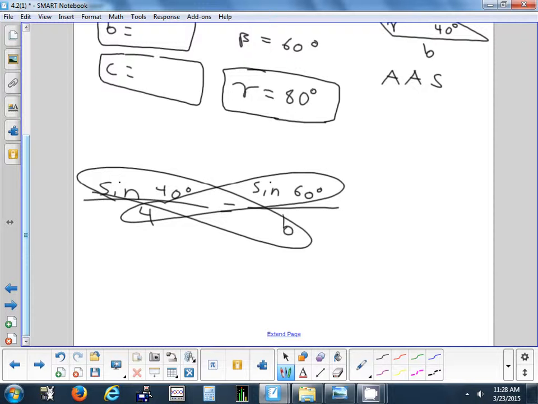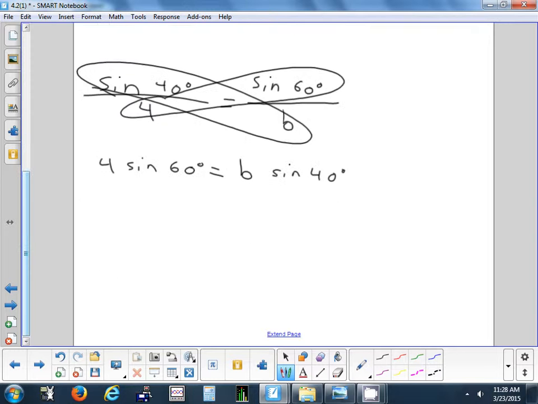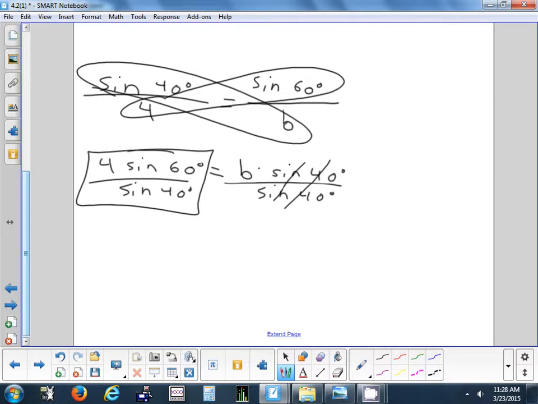Just like that. So 4 times the sine of 60 equals b times sine 40. And my last step is to divide each side by the sine of 40. I don't know what the sine of 40 is, but I know it's multiplied by b, and I want to get b by itself. So to undo multiplication, use division. So that's gone. And that's your answer for b. Okay, we do need to plug it in and round it off.